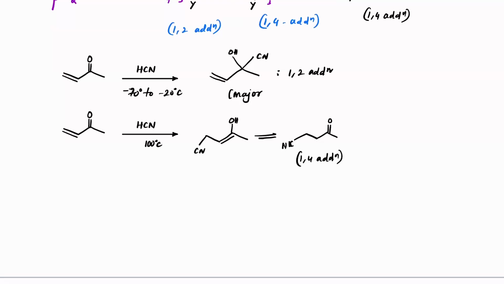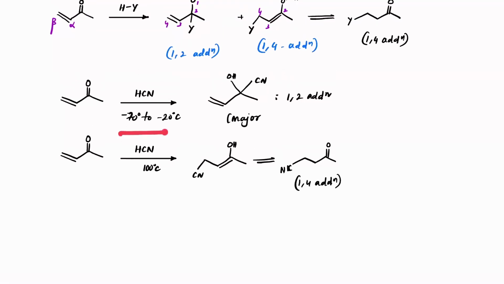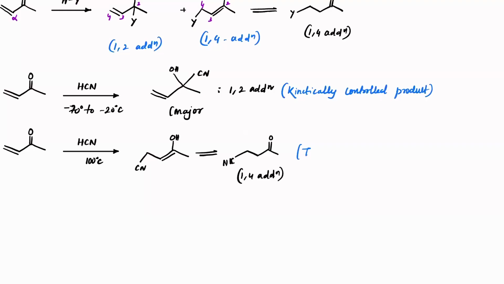So it is clearly suggesting that when you operate at very low temperature, this position takes up the nucleophile much more comfortably as compared to this position. So this particular product is what we call the kinetically controlled product, while the second one is the thermodynamically controlled product.